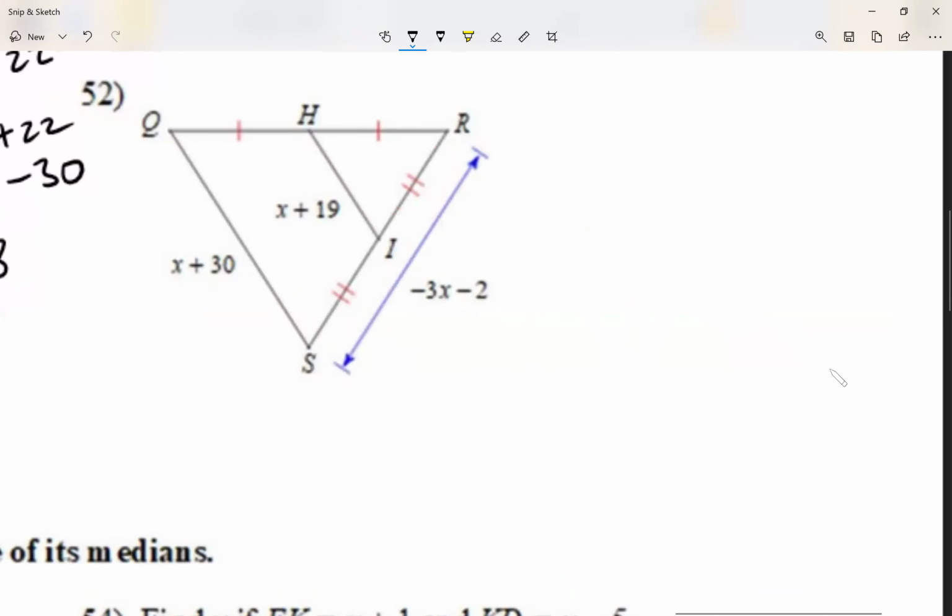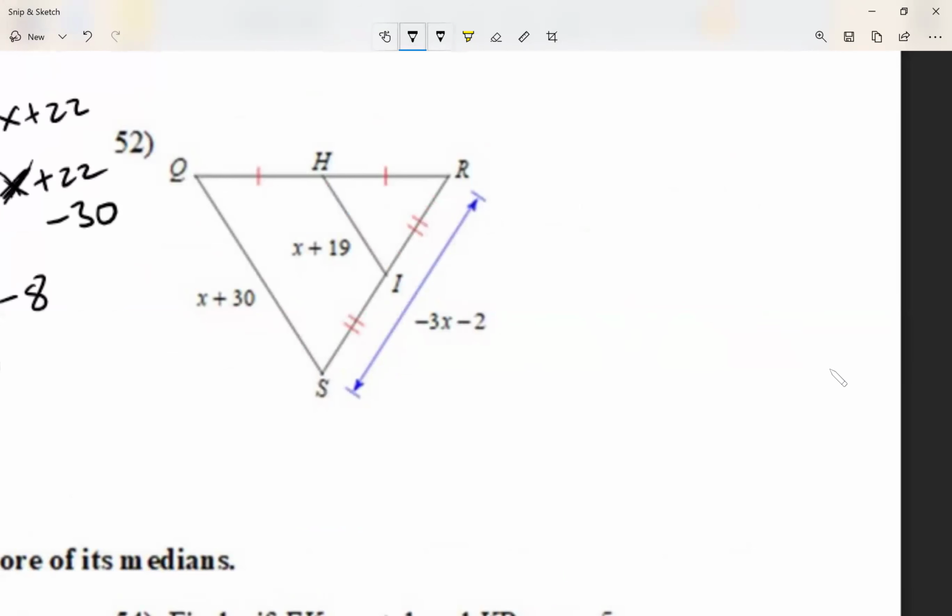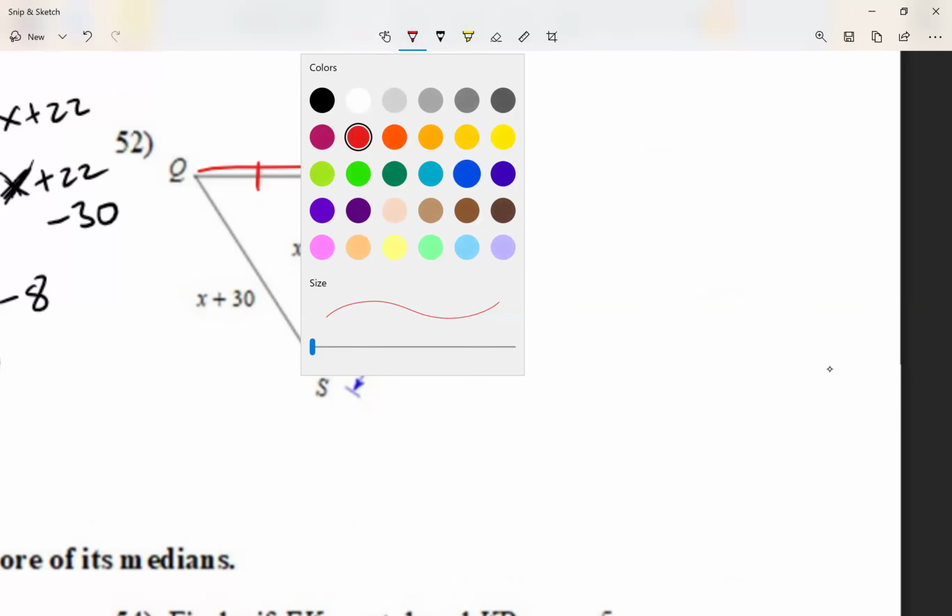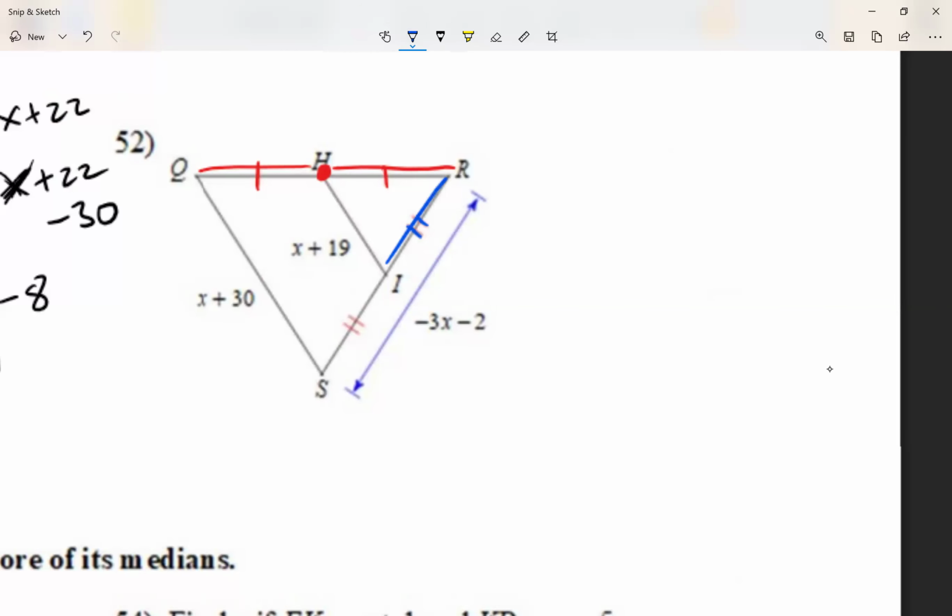Let's take a look at number 52. I see this slash with this slash, so that means these two sides are equal. That means this is a midpoint. That's really what it's telling me. I see this two slash, so this side with this side, that's telling me those two sides are equal. So that means this is a midpoint. Since those two are midpoints, when I connect those, that gives me a mid segment. And this thing is parallel to another segment.